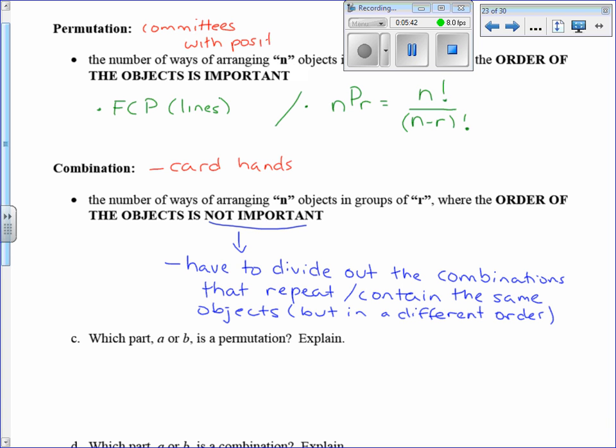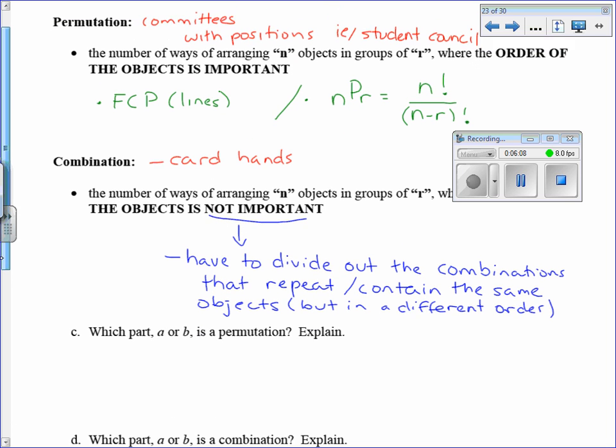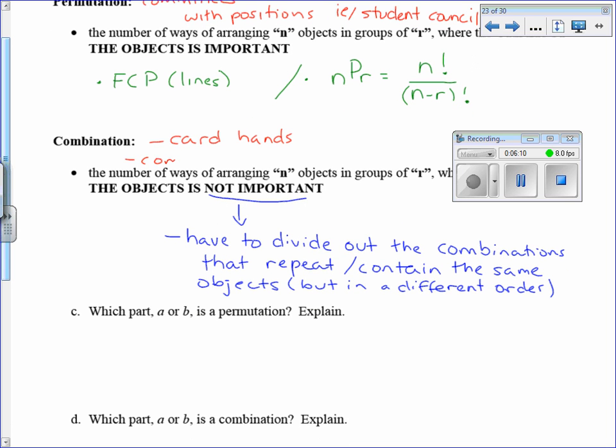Like a student council has a president, vice president, secretary, treasurer. That would be a permutation. Just a group of students, like the grad committee, that would be a combination. So a permutation is committees with positions, i.e. student council. And a combination would be committees without positions, like the grad committee.